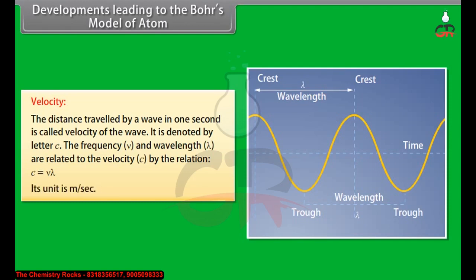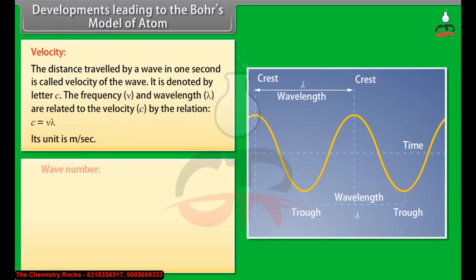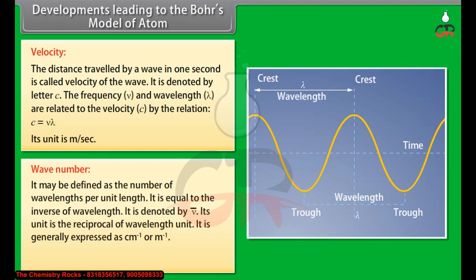Wave number. It may be defined as the number of wavelengths per unit length. It is equal to the inverse of wavelength. It is denoted by mu bar. Its unit is the reciprocal of wavelength unit. It is generally expressed as 1 by centimeter or 1 by meter. Mu bar = 1 by lambda.